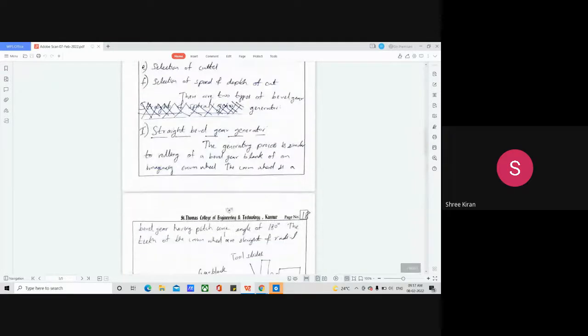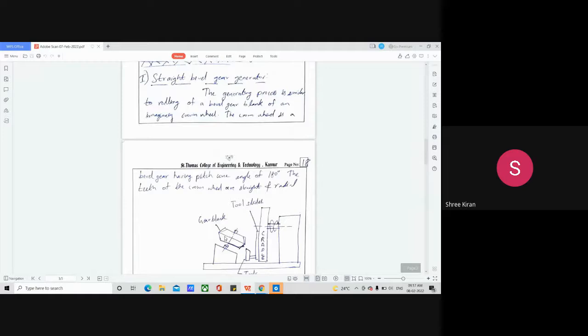In the case of a straight bevel gear generator, according to the purpose, everything is classified. The generating process is always similar to rolling of a bevel gear blank with an imaginary crown wheel.